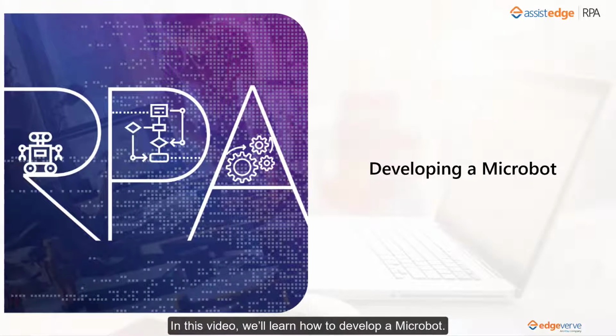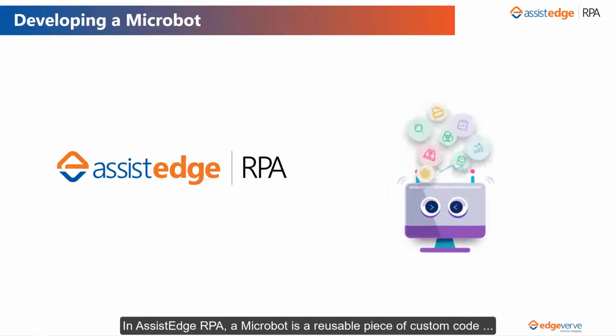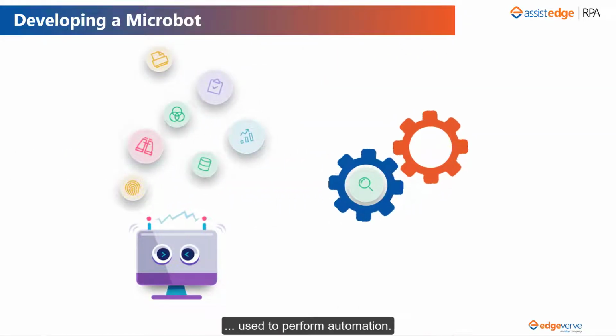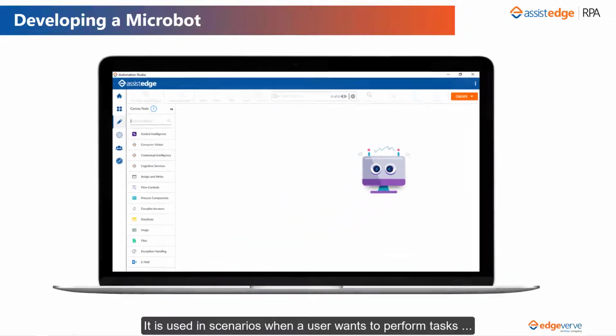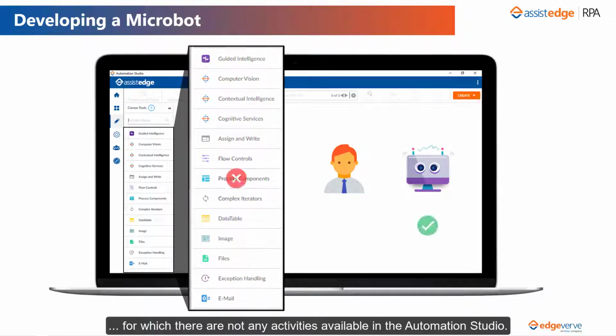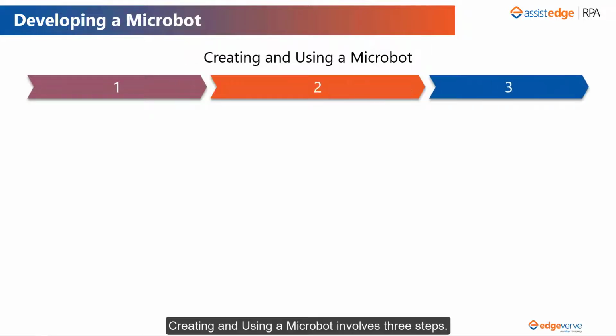In this video, we will learn how to develop a microbot. In AssistEdge RPA, a microbot is the reusable piece of custom code used to perform automation. It is used in scenarios when a user wants to perform tasks for which there are not any activities available in the automation studio. Creating and using a microbot involves 3 steps.